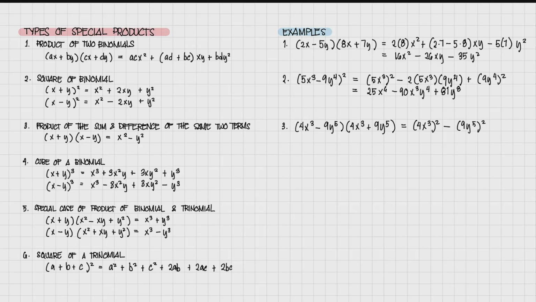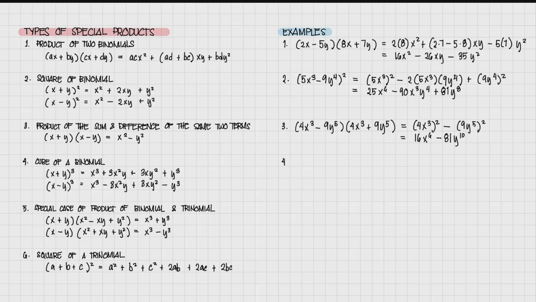So simplifying this further, we'd get 4 times 4 is 16, x is raised to 3 times 2 is 6. That's minus 9 times 9 is again 81, times y raised to 5 times 2, which is 10. And that's the final answer for example number 3. Now example number 4, for a cube of a binomial.